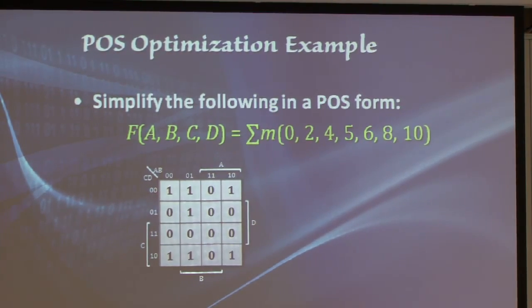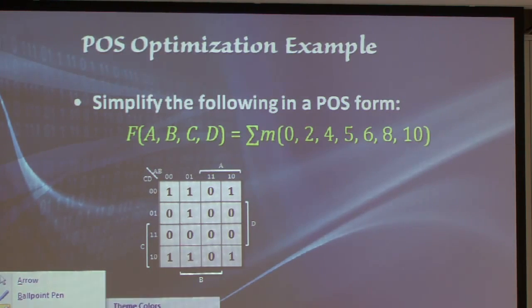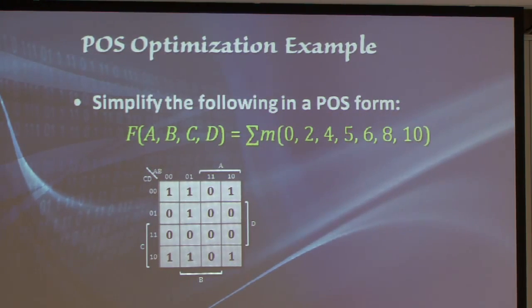inverse of the function. Now what does it mean to find the sum of products of the inverse? It means circle all the zeros instead of the ones. So in a way, what you're doing when you're circling 0s, you're saying the function will take the value 1 everywhere that I circle, which are the zeros, which is the complete complement of the same function with the ones. So we'll start off just like we've done before, finding the largest groups.